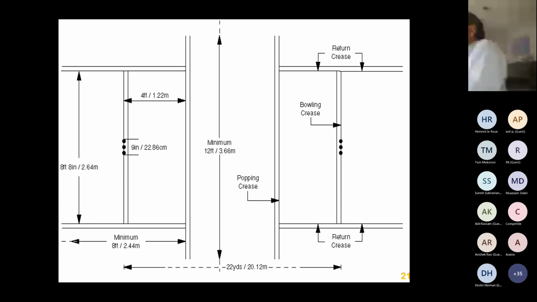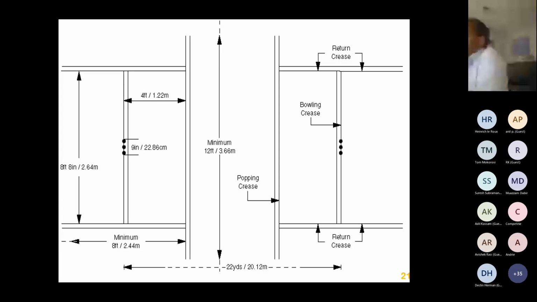The crease on the left-hand side, where you'll see the measurements, they will ask you the measurements in the exam. So in terms of the popping crease, the minimum length of the popping crease is 3.66 meters. I'm only mentioning the metric measuring system.